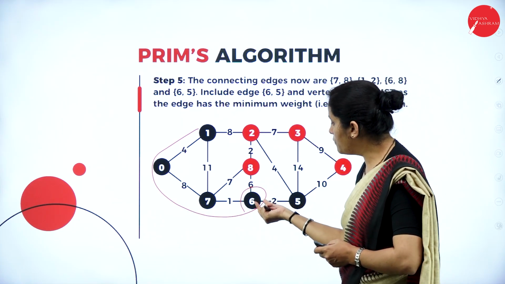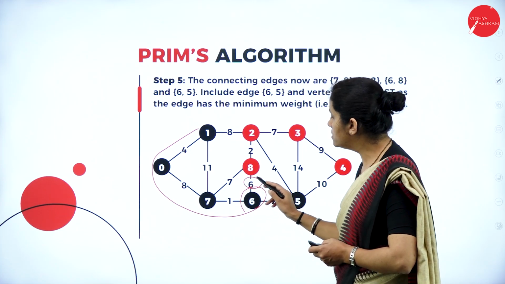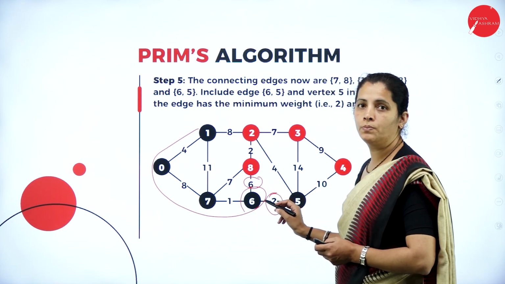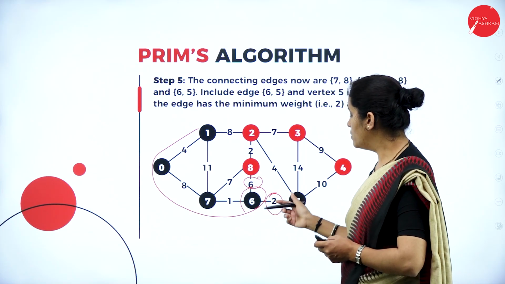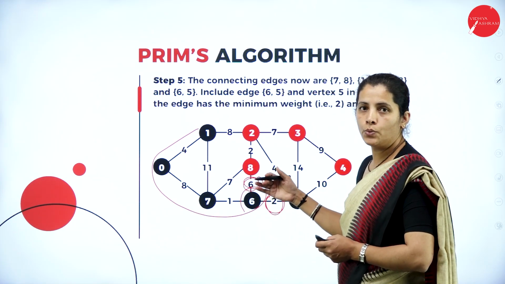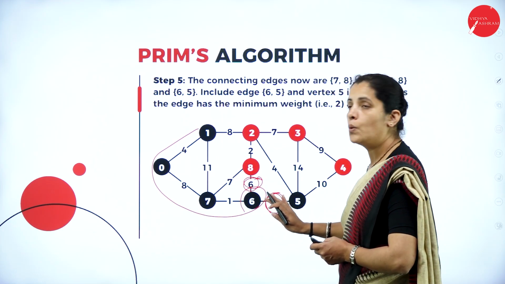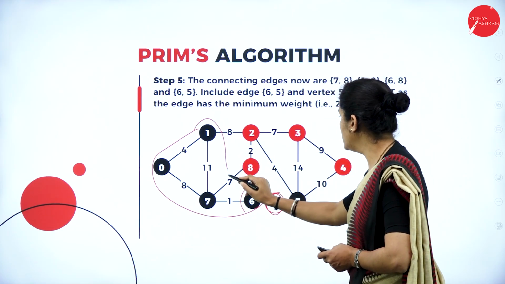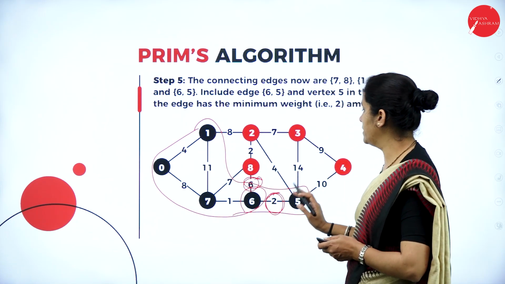Now if I start from 6, I have the weight 6, and to reach 5 I have the weight 2, which is my minimum weight. I'll consider the 2 because 6 is the highest weight, so I'm going to ignore 6. I'll consider the minimum weight 2. Now the spanning tree is this much. My spanning tree is till this, and I'm going to have my minimum spanning tree.